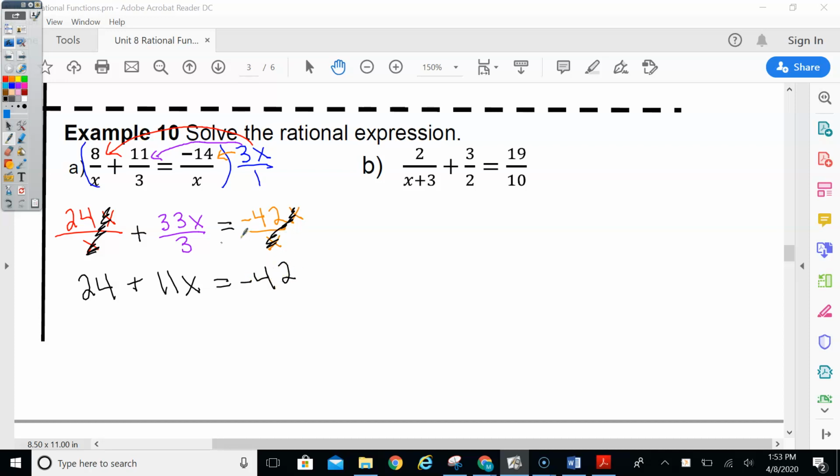So I cleared the denominator. Now I just solve for x. So subtract 24 from negative 42, and I get negative 66 divided by negative 11. x is 6.